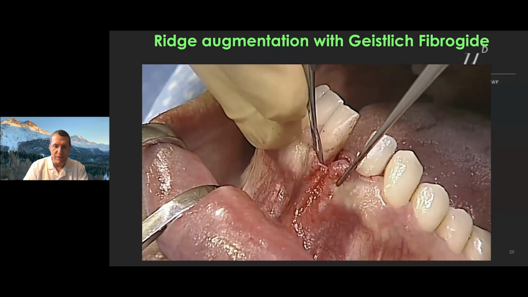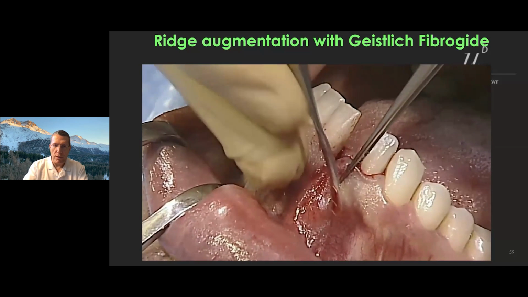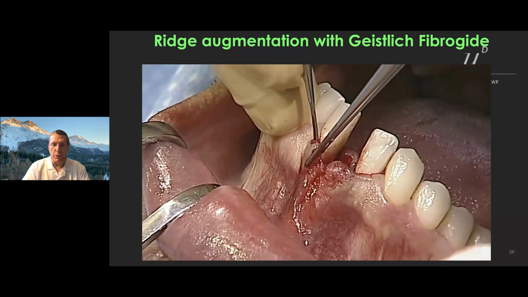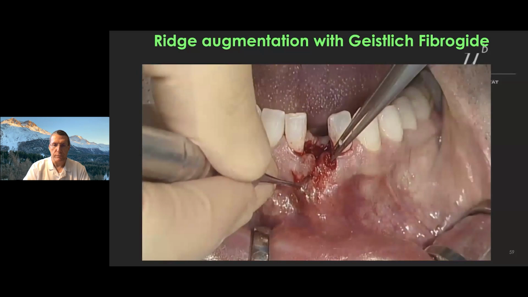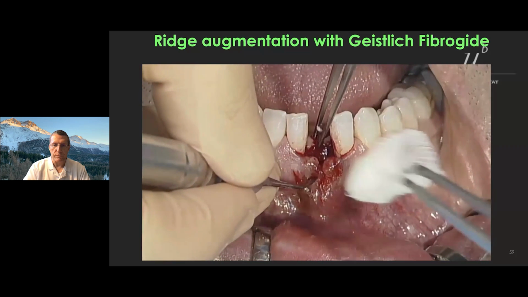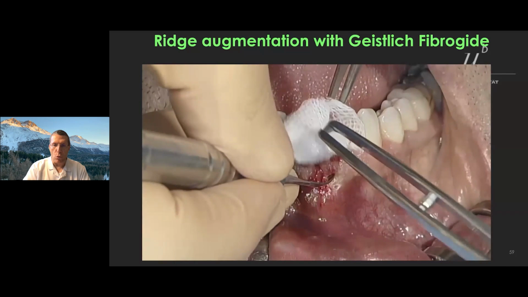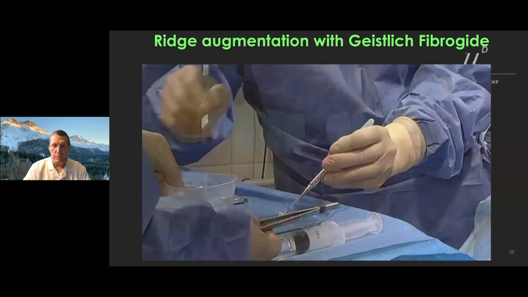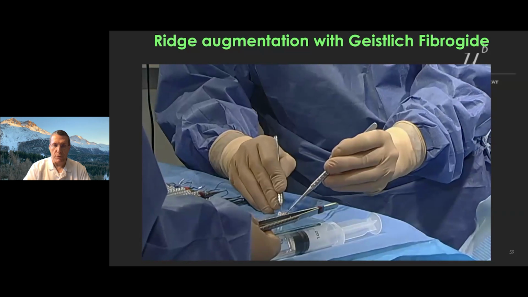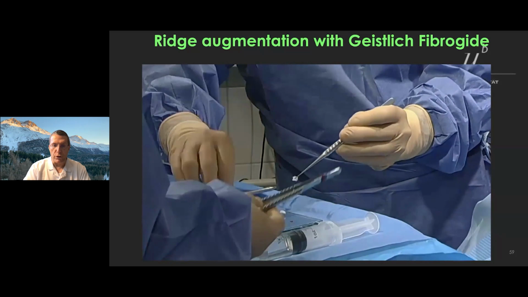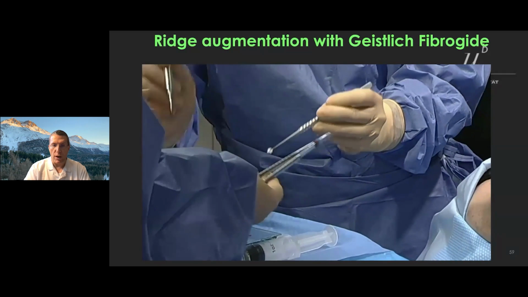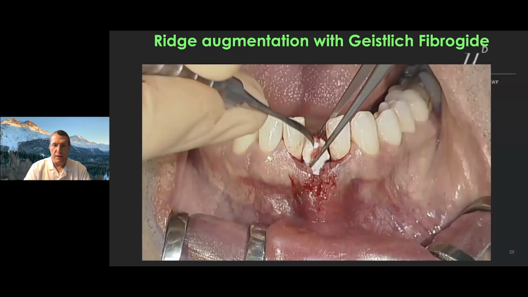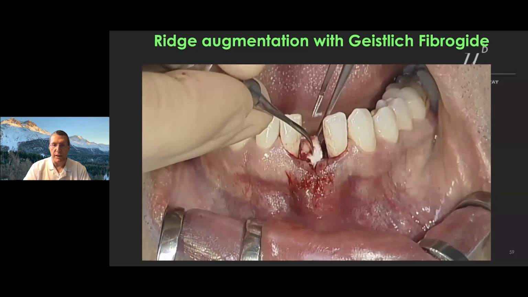So I compress the material labially and also lingually. I over contour with about 20 to 30%. That's why we need to have a very mobile flap without any tension.